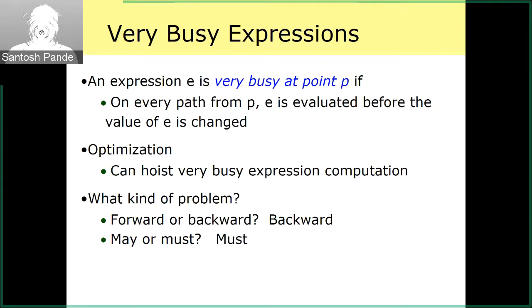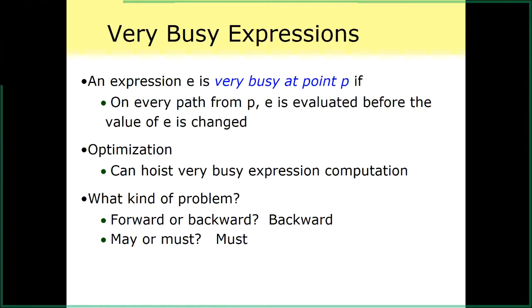So if x plus y is what we are looking at, from P we'll be going down on one path, and we'll encounter the x plus y on that path before we encounter any redefinition of either x or y. Similarly on all paths. So if that is the case, no matter which way we go, we are going to find the evaluation of this particular expression sitting on all different paths from a given program point. And we basically call such an expression a very busy expression.